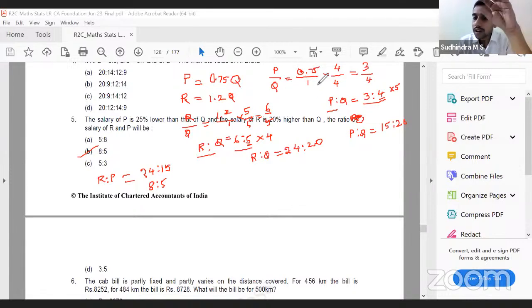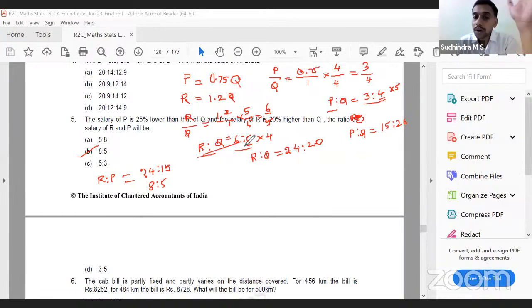So I want them in whole numbers, so I'll multiply and divide by 4. 0.75 into 4 is 3, 1 into 4 is 4. P is to Q is 3 is to 4. Same way, salary of R is 20% higher than Q. So R is 1.2 Q, 20% higher. So R divided by Q is 1.2 divided by 1. Again, I do not want it in decimals. I want it in whole numbers, so multiply and divide by 5. 1.2 into 5 is 6, 1 into 5 is 5. So R is to Q is 6 is to 5.